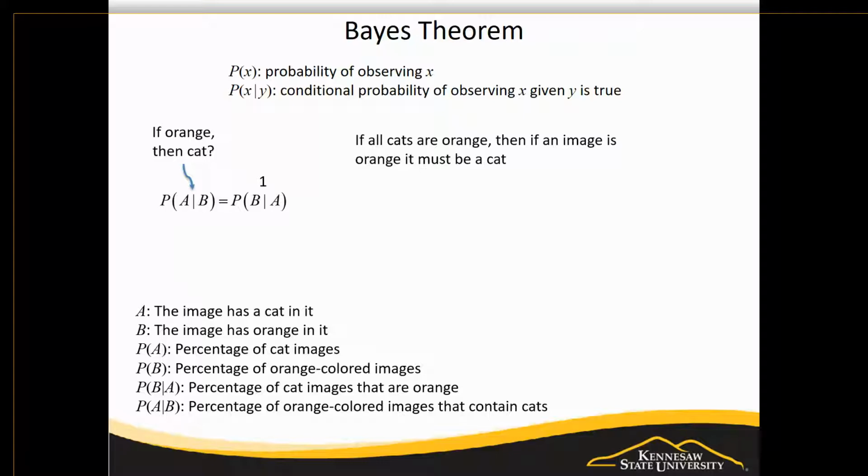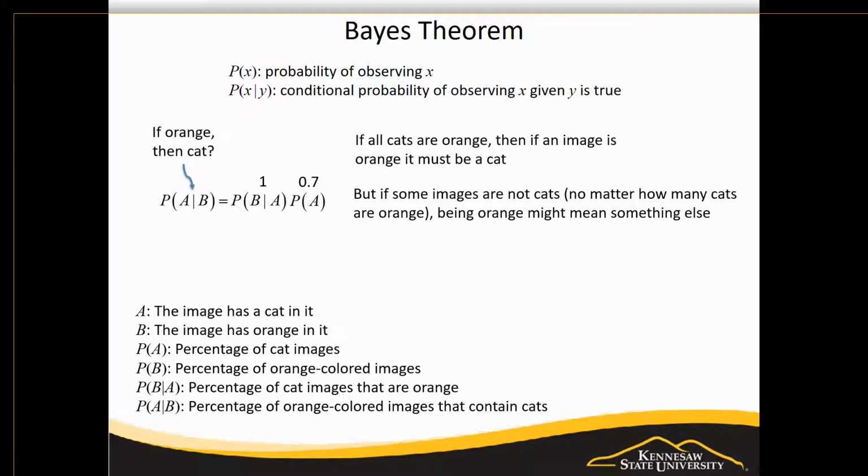Well, it depends. I mean, if the only thing there are in your images are cats, then it's true. Okay, but as soon as some images are not cats, that statement's not true anymore. So you need to qualify that. I need to say, well, how many cat images are orange? And in this case, we're going to say all of them are orange. Let's say all cats are orange, and then let's say I see an orange image. What is the probability that that's a cat?